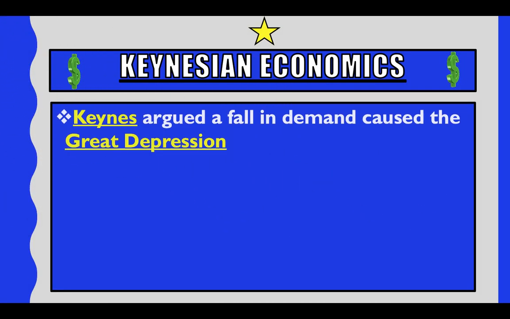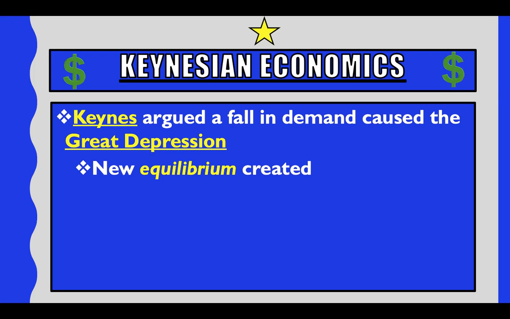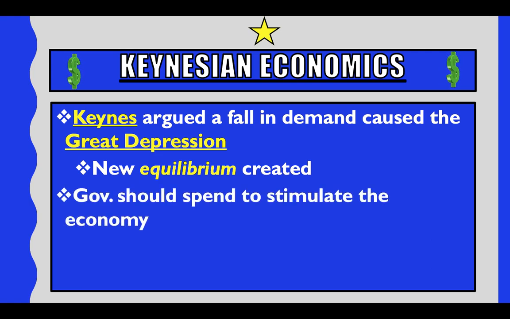So in Keynesian economics, he's basically arguing that a fall in demand is causing the Great Depression and a new equilibrium has been created, basically a new middle ground of where the economy really is. He argues that the government should really step in and start spending to stimulate the economy and put more money back in the hands of citizens.